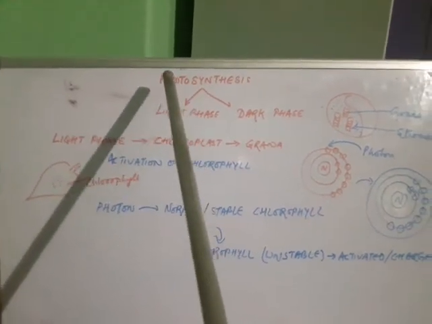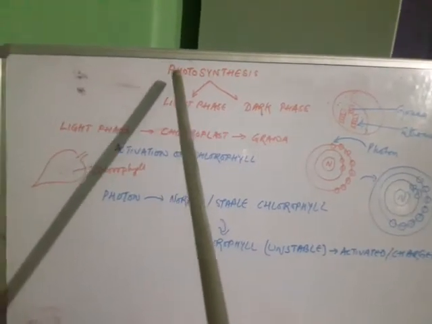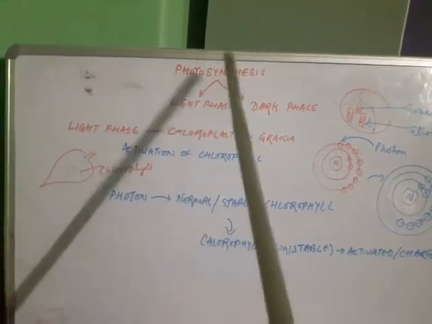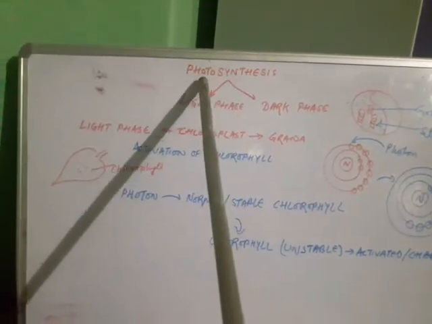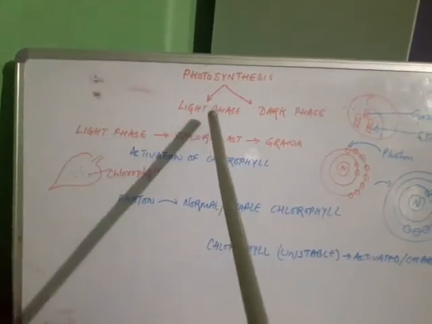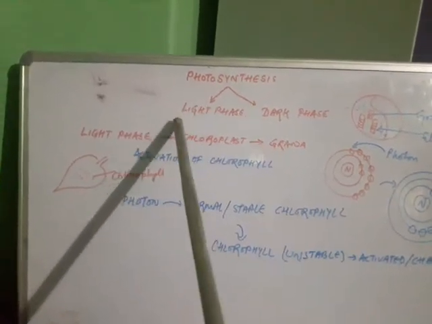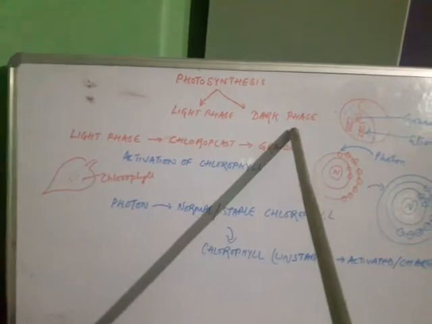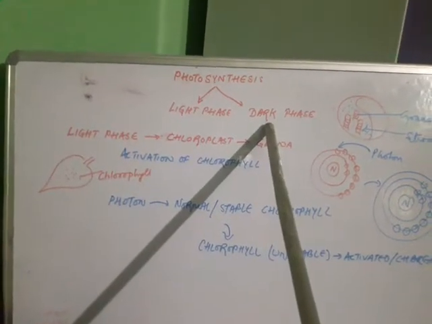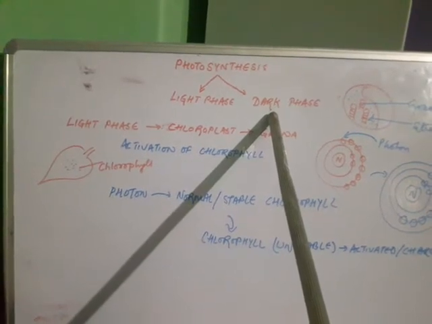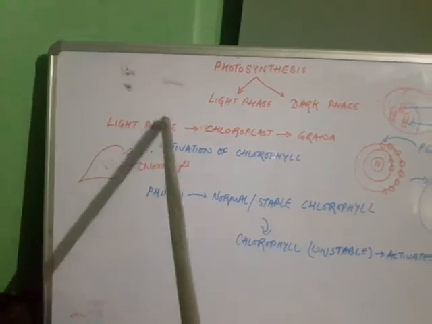Class 9. So today we shall see the mechanism of photosynthesis, or the process of photosynthesis, in detail. Photosynthesis takes place in two different steps. The two major steps of photosynthesis are the light phase and the dark phase. After the dark phase, the process of photosynthesis gets completed. Now the first phase is called the light phase.